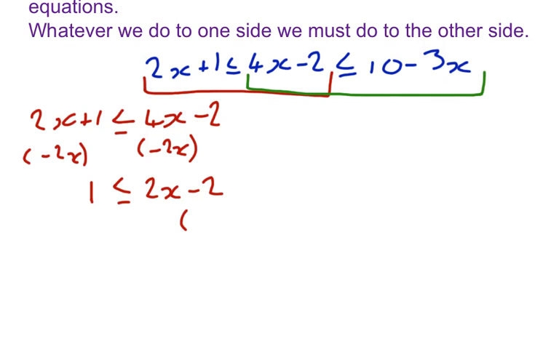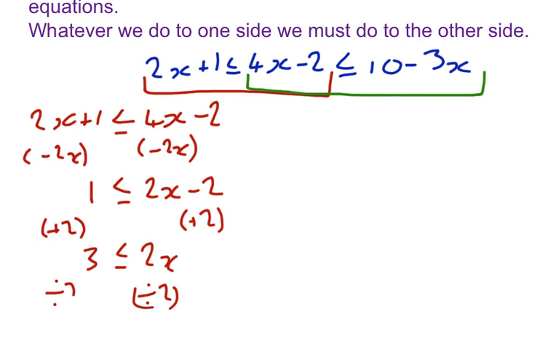So now we add 2, we get 3 is less than or equal to 2x, and finally divide by 2, which gives us x is bigger than or equal to 3 over 2.